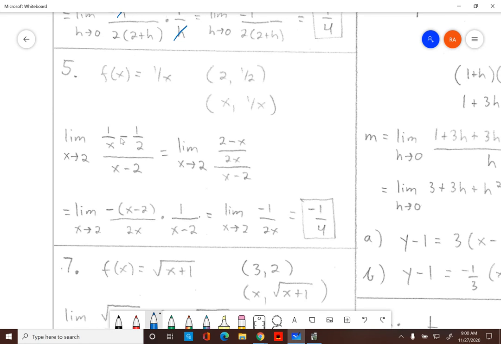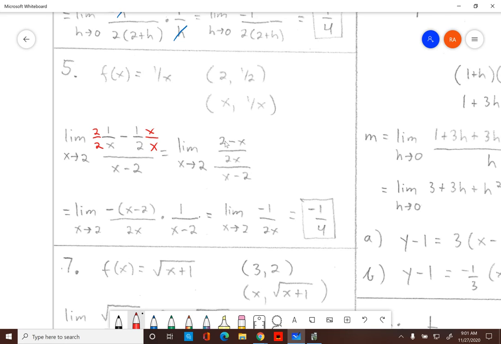So I need to do a little work to get these denominators all together here. I'm going to multiply this by 2 over 2, and multiply this by x over x. If you do that, you notice I get 2 minus x on top, and then this common denominator of 2x on the bottom here, all over x minus 2.